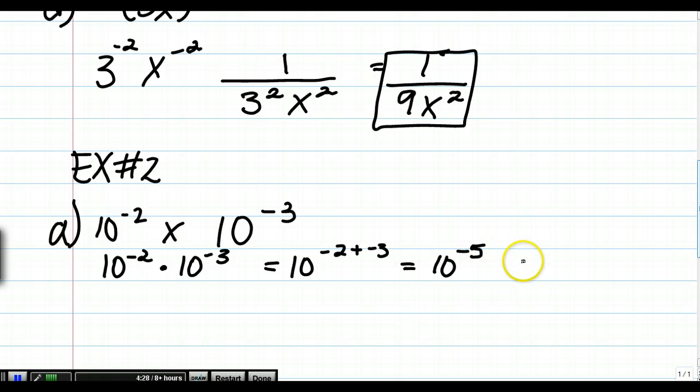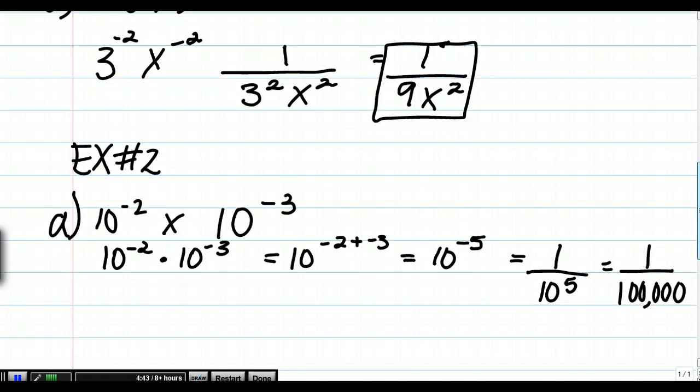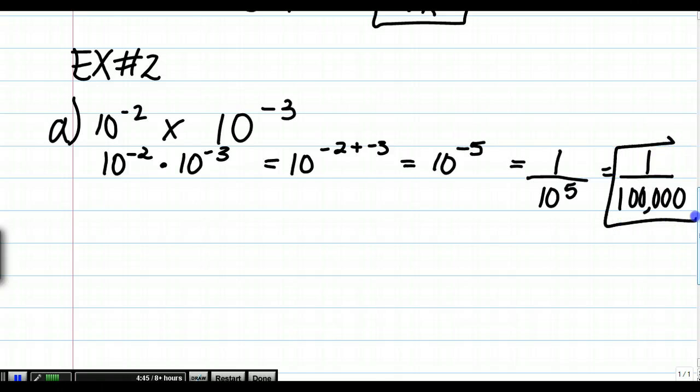Now that you simplify this, it's a lot easier to go ahead and write your fraction as 1 over 10 to the 5th. And 10 to the 5th is 100,000. So we have 5 zeros. And that is your final answer.